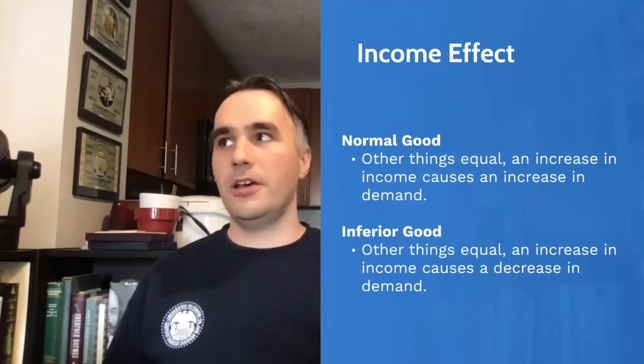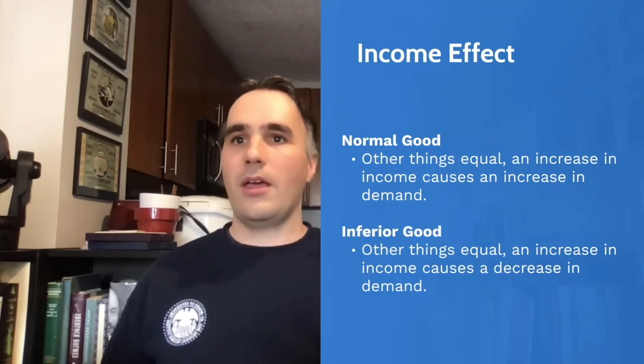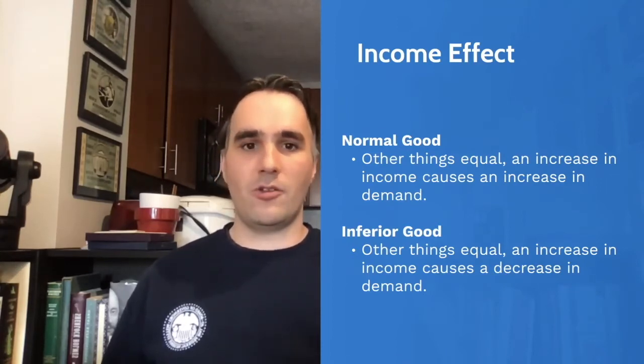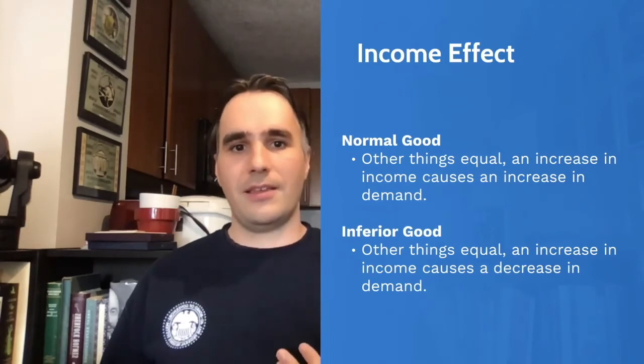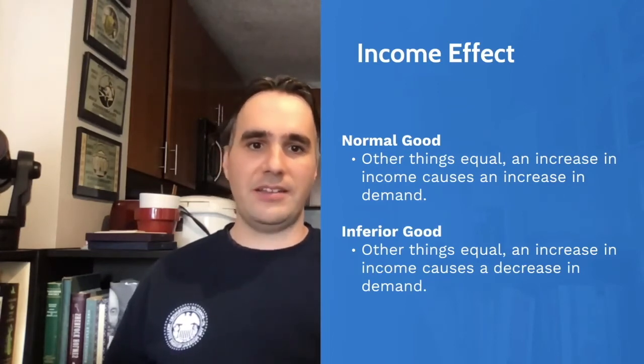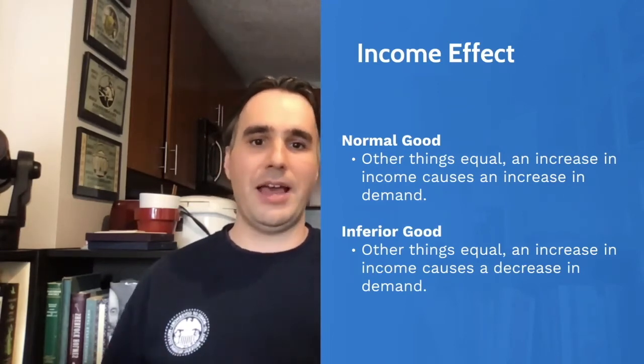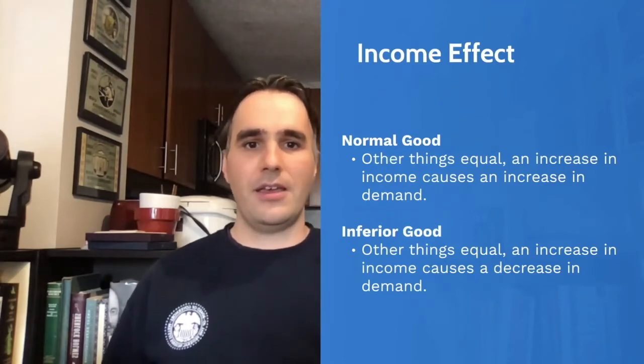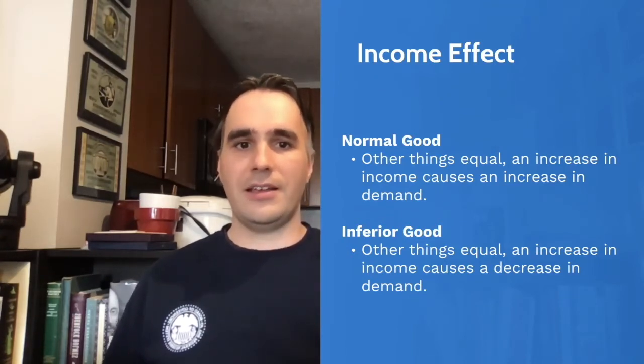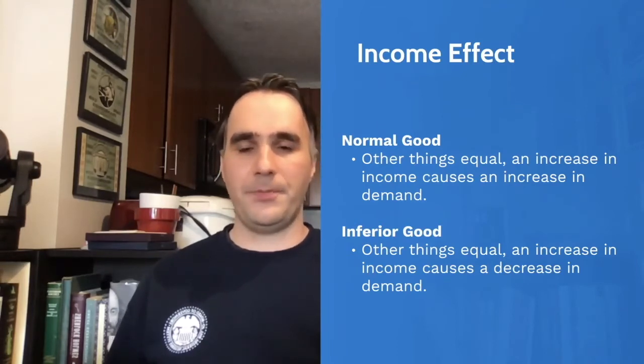And so a normal good. I always think about steak when I think about a normal good. If all of a sudden I had an increase in income, I really like steak, so I'd have an increase in demand. And so normal goods really here are just: an increase in income causes an increase in demand.